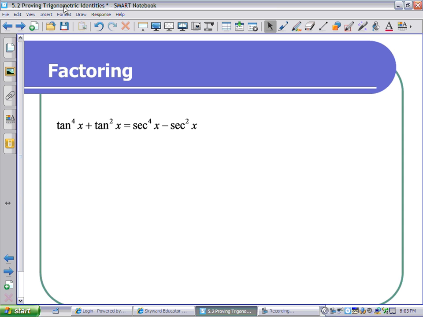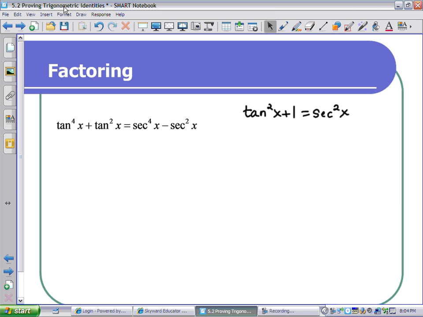I'm going to work with the left-hand side of the equation, and we're going to try to get it to come out to be secant to the fourth x minus secant squared x. In looking at tangent to the fourth x plus tangent squared x and thinking about how I can get them to be secants, you want to think about your Pythagorean identity, which says tangent squared x plus 1 is equal to secant squared x.